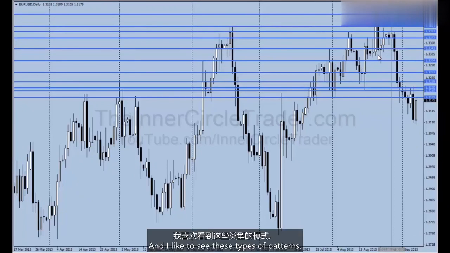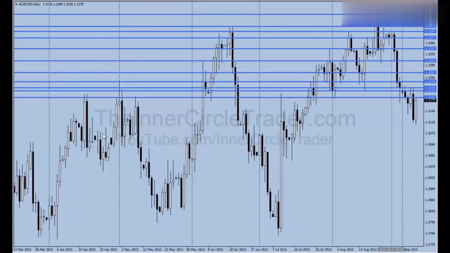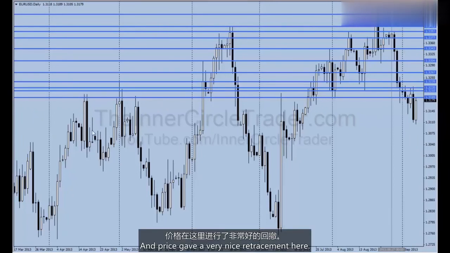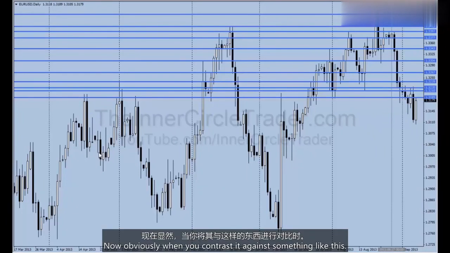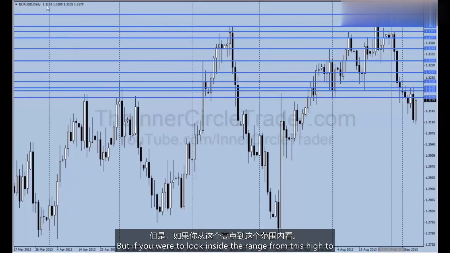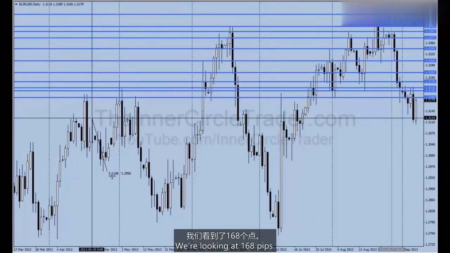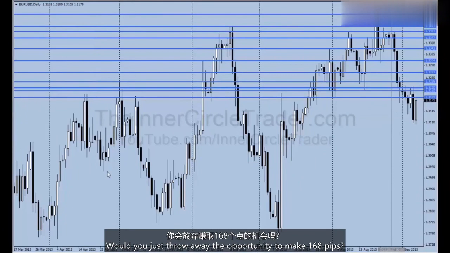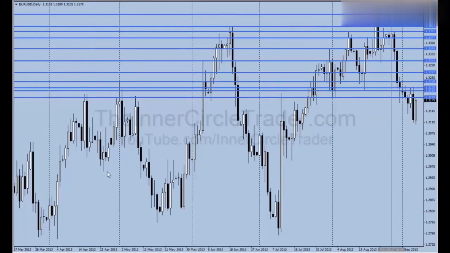Okay, and I like to see these types of patterns because, number one, they're pretty powerful in terms of prognostication. You see that happen here, and price gave a very nice retracement here. This is very tradable. Now, obviously, when you contrast it against something like this, where it rallies up like this, or the rally here, or the decline here, it doesn't look so dynamic. But if you were to look inside the range from this high to this low, we're looking at 168 pips. Would you just throw away the opportunity to make 168 pips? Certainly not, or at least you shouldn't.